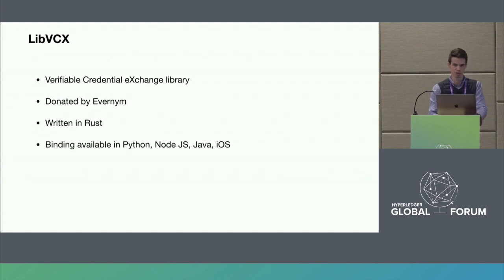So let me tell you just shortly about libVCX. It's a library for verifiable credential exchange. It was donated to the Indy project by Evernym. The core of it is written in Rust, but it has bindings in multiple languages, including Python, Node.js, Java, and iOS. So if you are using any of these, you can leverage all the work that has been put into libVCX.